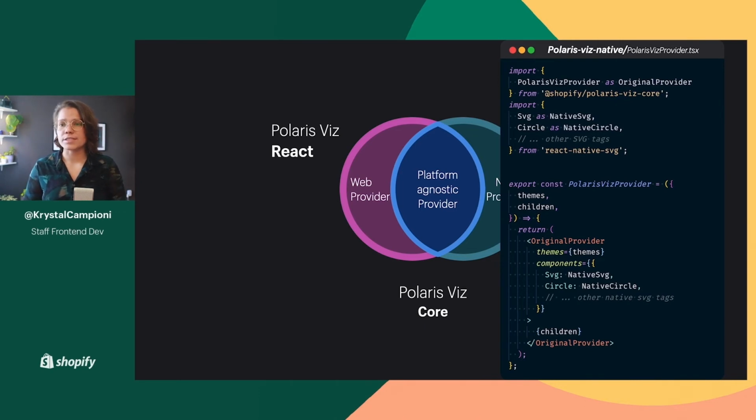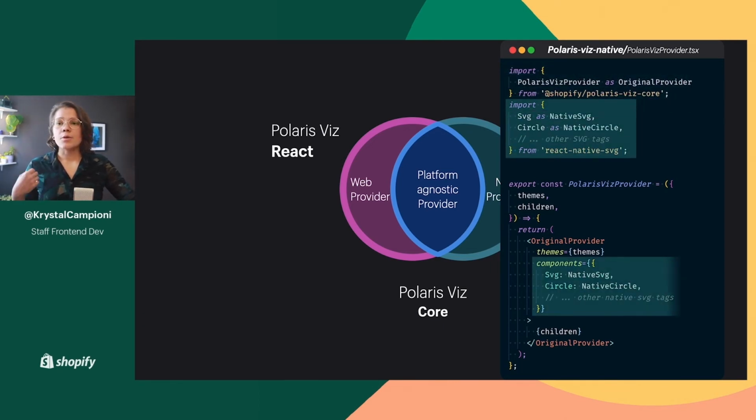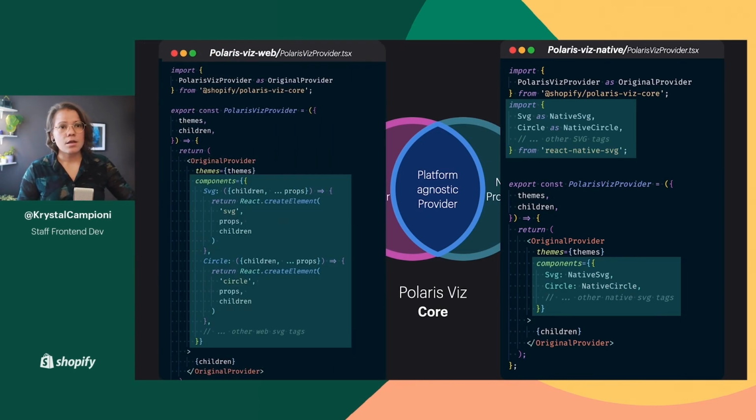For example, in Polaris Viz Native, we can import the original platform agnostic provider from core and re-export it by passing an object that maps the SVG tags to the tags imported from the React Native SVG library. On web, on the other hand, we do a similar thing by importing the platform agnostic Polaris Viz provider from core, but then we just pass in a list of components that wrap the default functionalities of SVGs for browsers.